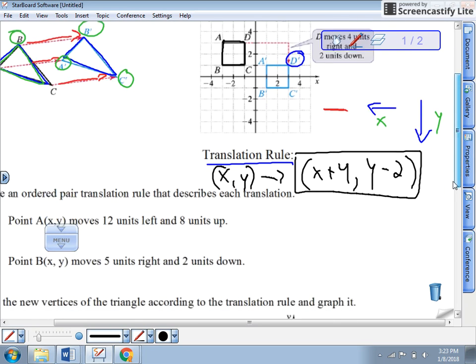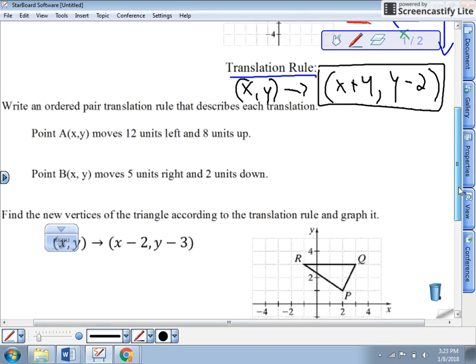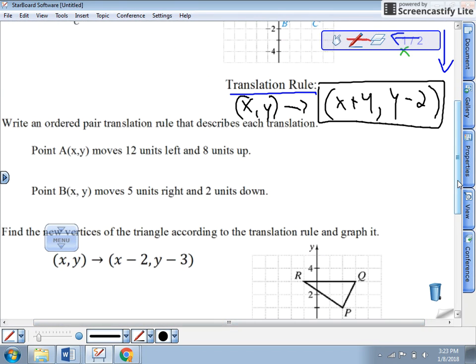Once you know that, the first couple problems they'll ask you is just, hey, write the ordered pair as a translation rule. Okay, so let's do that. So point A, X Y moves 12 units left, so we know that's going to be negative, and 8 units up. That's positive in terms of Y. So what's our answer going to look like? X minus 12, because it's 12 units to the left, and then Y is 8 units up, so it's Y plus 8. So that would be the translation rule. Again, you can see X minus 12 means it moves to the left, Y plus 8 means it moves up.